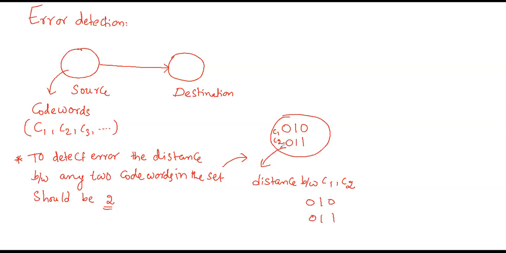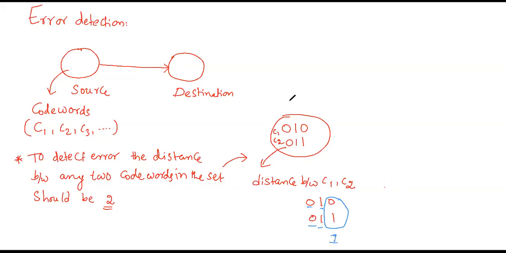Is there any bit that differs between C1 and C2? Yes, only one bit differs. See, 0 0 matching, 1 1 matching, but 0 1. So the distance between these two code words is 1.